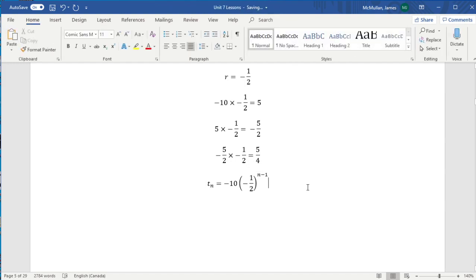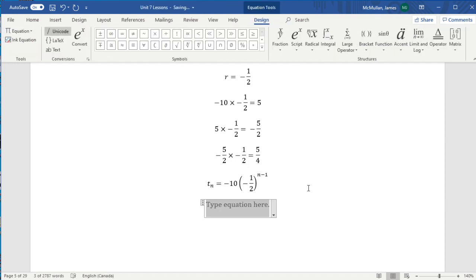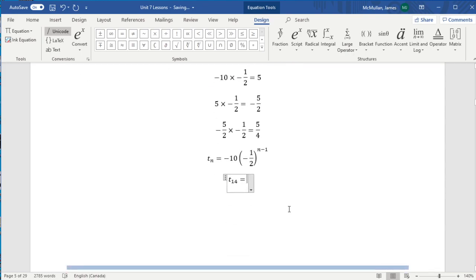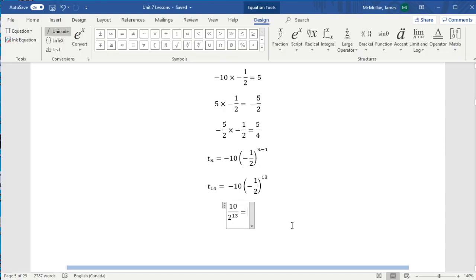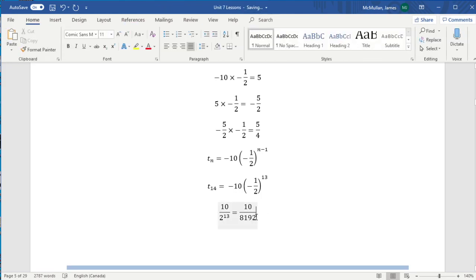Okay, and what I want to know is the 14th term, which would be negative 10 times negative 1/2 to the power of 13, which would be 10 over 2 to the power of 13. I don't know, 2 to the 13, what is that? 8,192. So that would be the answer.